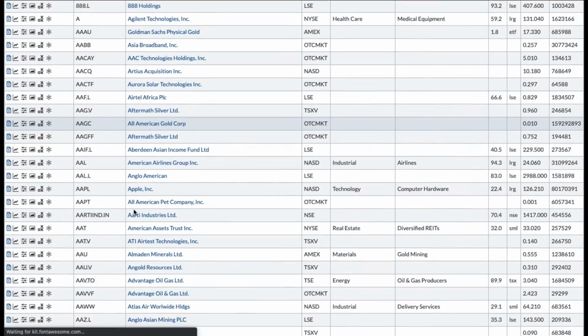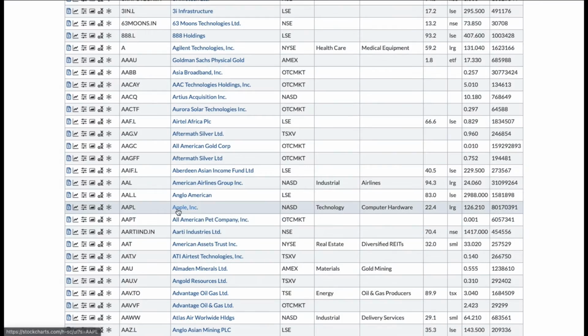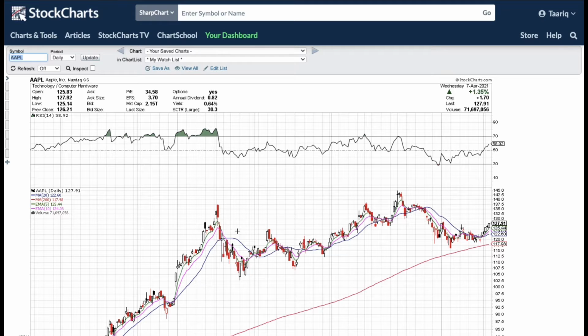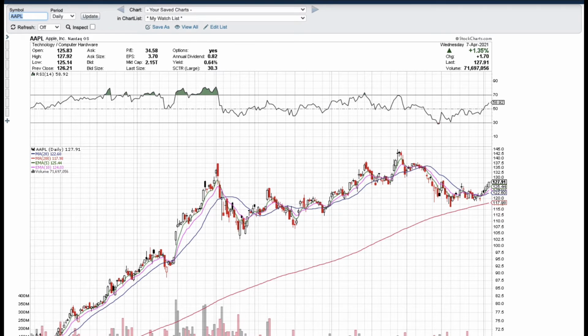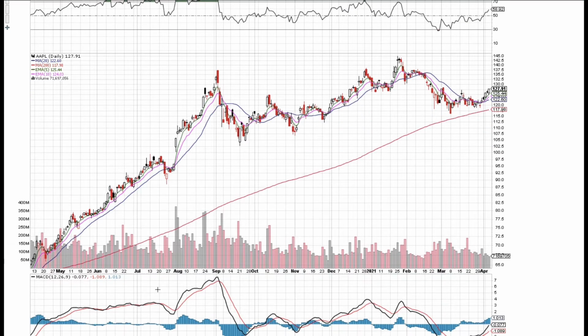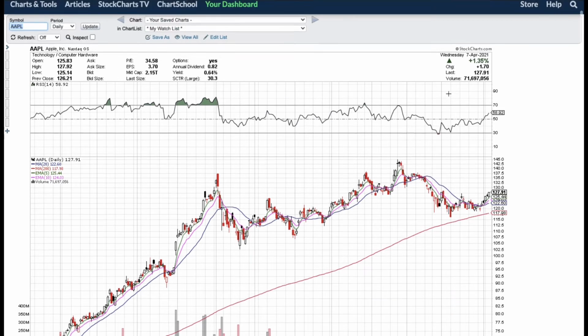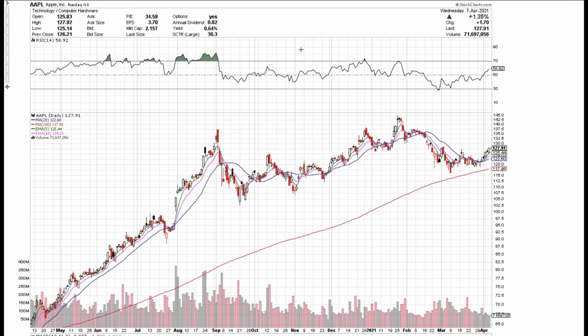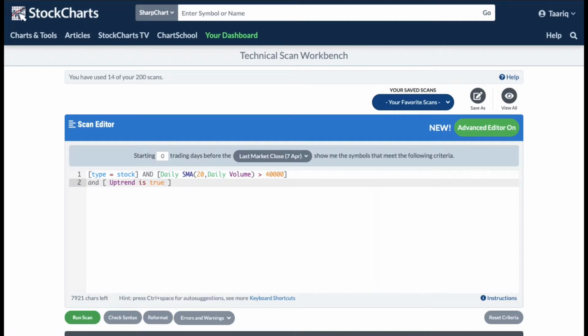Let's look at Apple. When we look at Apple, we can see once again a slight uptrend. Once again, it's generally moving in an upward direction. It did dip in September, but it continues to climb, and that's just the trend of the market in this case. So let's go back now to our workbench.